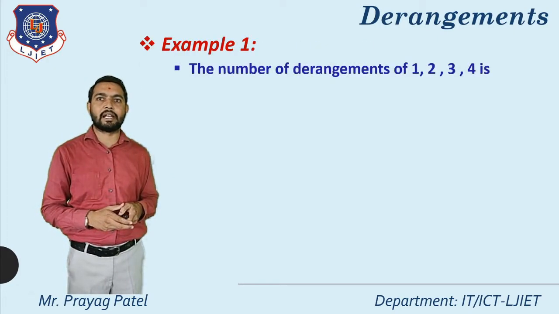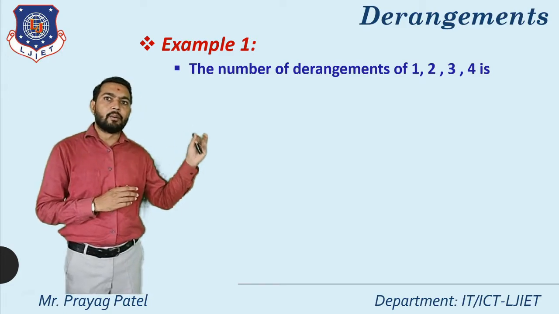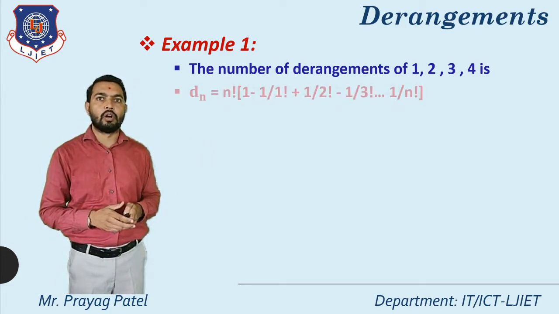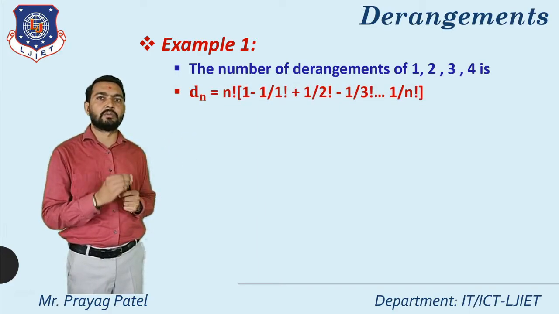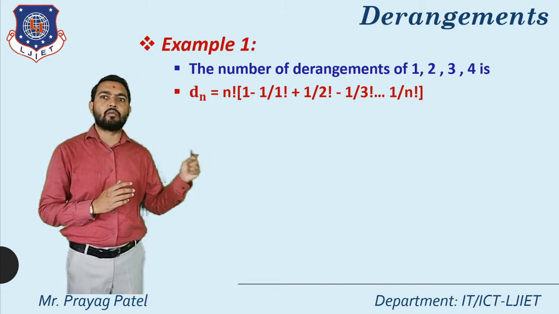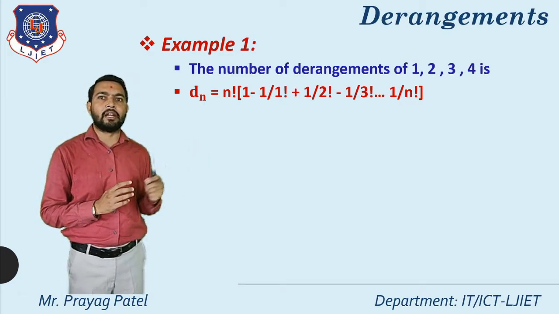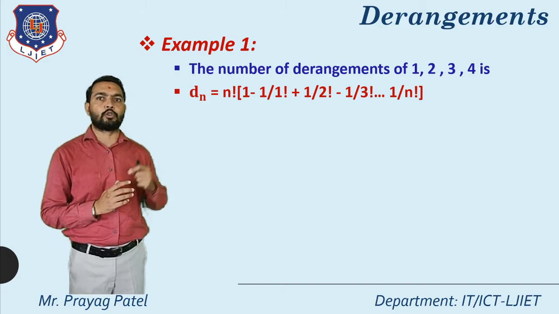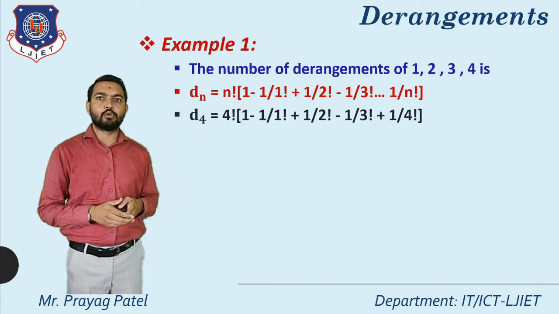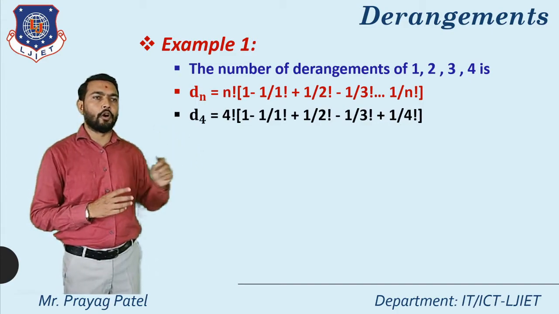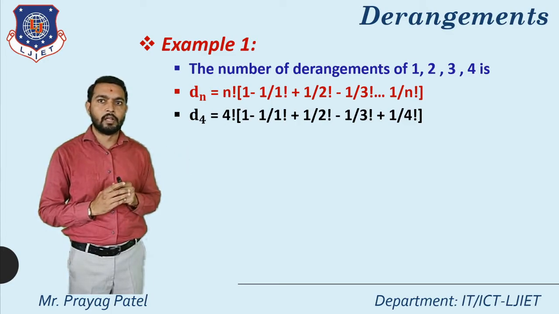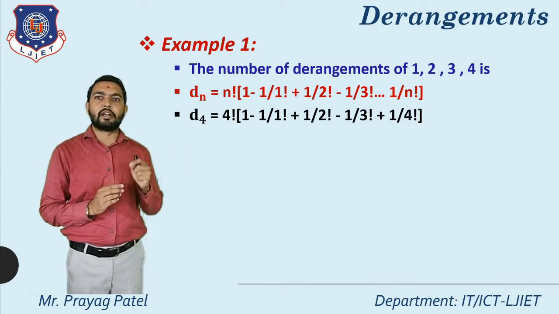Now here consider example number 1. What is the number of dearrangements of 1, 2, 3, 4? So the common equation is D(n) equals n factorial times (1 minus 1 by 1 factorial plus 1 by 2 factorial minus 1 by 3 factorial up to 1 by n factorial). Now see here n equals 4 because we have 4 values. So D4: in place of n we write 4.